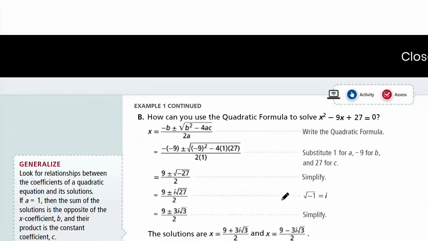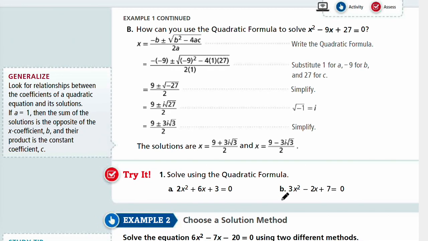Let's go to the next part. Part B. How can you use the quadratic formula to solve x squared minus 9x plus 27 equals 0? Again, you're going to use the quadratic formula and plug in a, b, and c. In this case, a is 1, b is negative 9, c is 27, and you plug it in. And in this case, you're going to have a square root of negative 27. That means you have an imaginary number. So when you simplify, don't forget to factor out i. If you just leave it as square root of negative 27, that's not simplified, and it's not a real number. So you need to use i to indicate that it's a complex number.